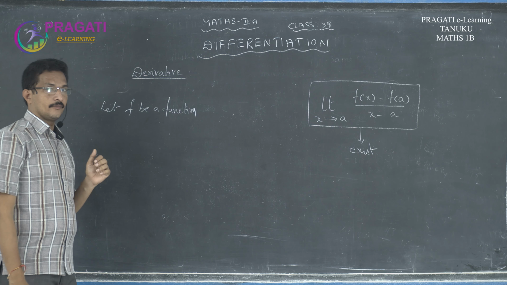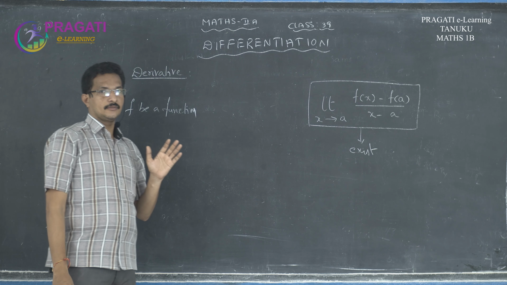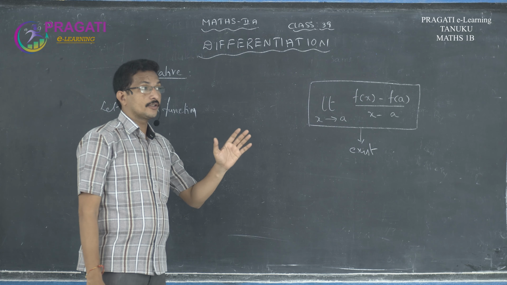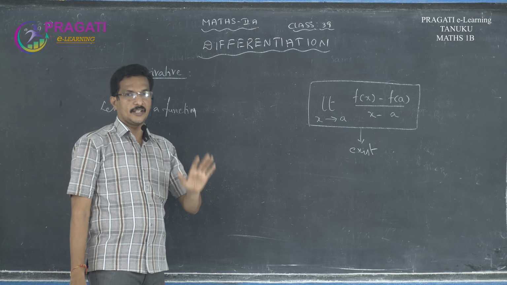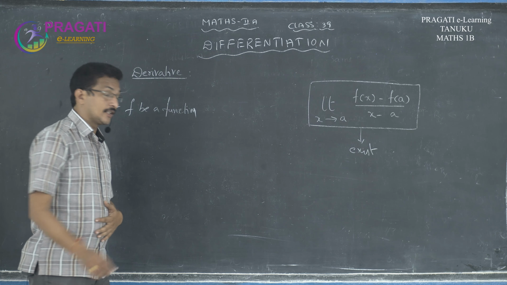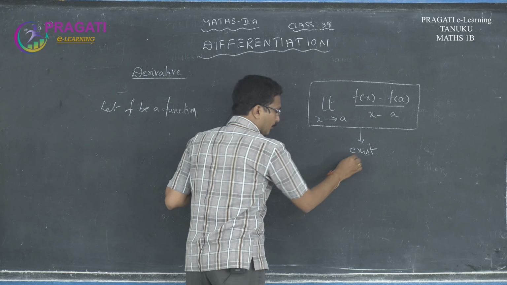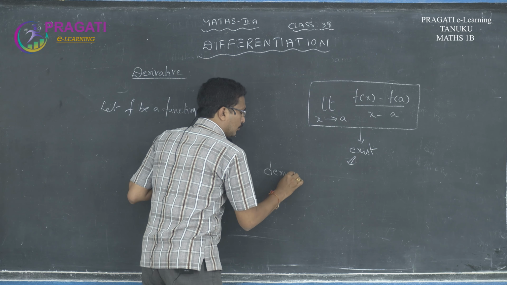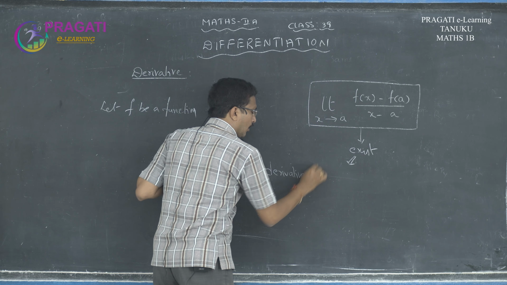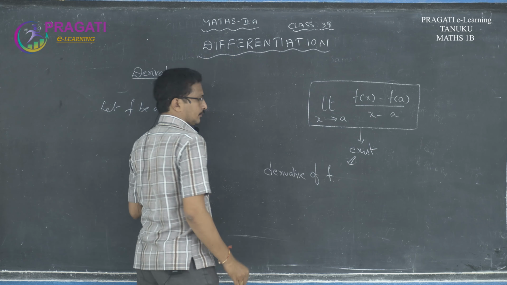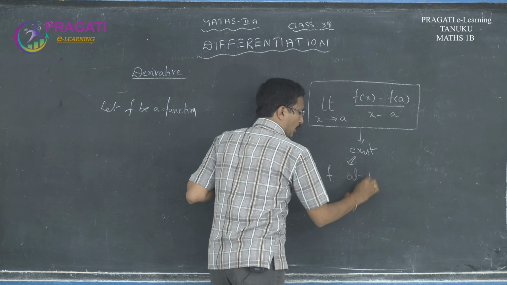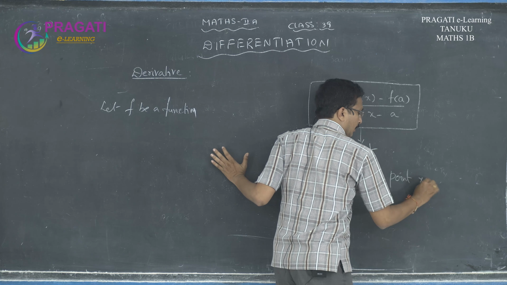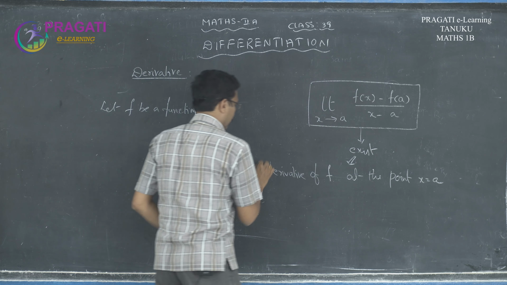That is, if the answer is a countable number, if it is not 0 by 0 or infinity by infinity, then it will exist, and the existing value is called the derivative of f at the point x is equal to a.